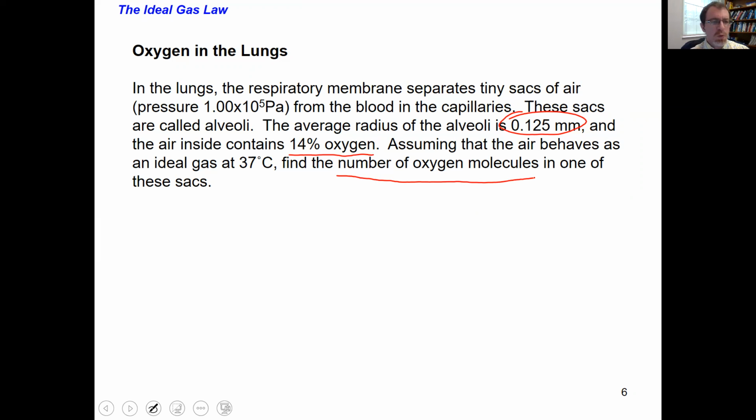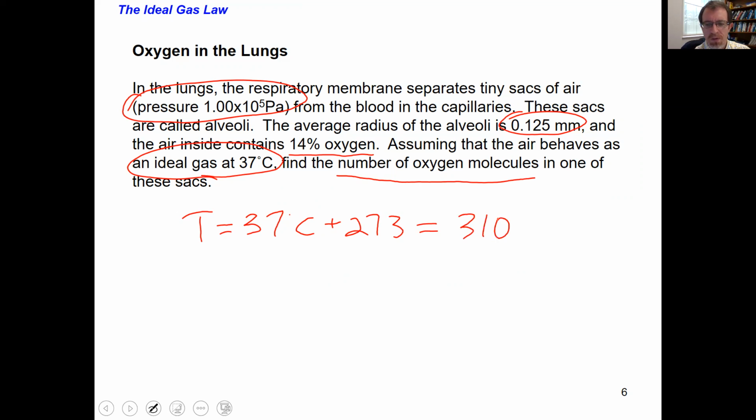We're given a couple of things. The pressure is 1 times 10 to the 5th pascals. We're also given the temperature, 37 degrees Celsius, which is body temperature. Of course, you remember that we cannot operate in Celsius. We have to operate in Kelvin. We add 273 to 37 to get our temperature in Kelvin, which is 310 Kelvin.